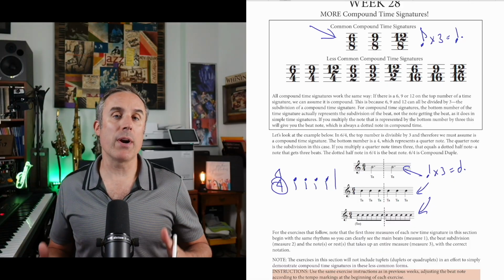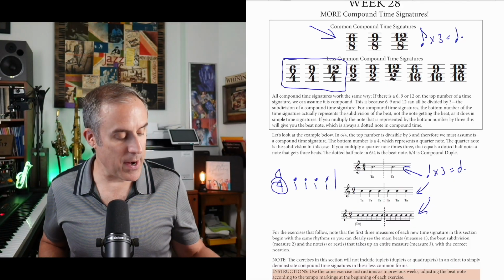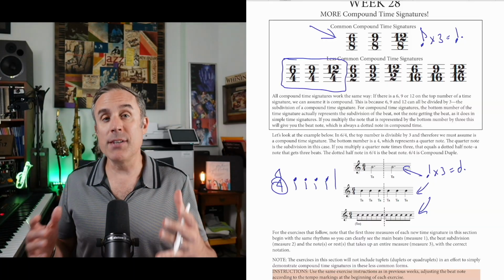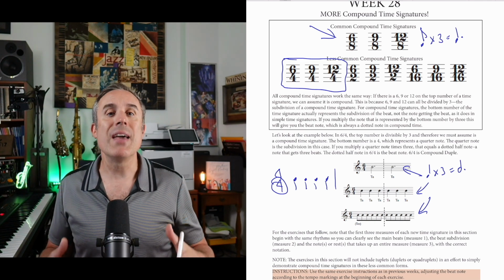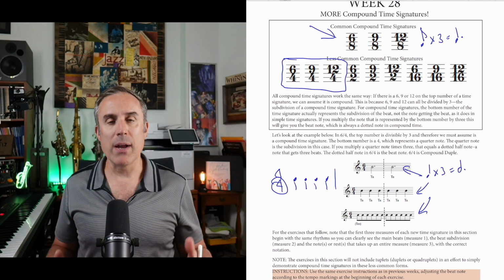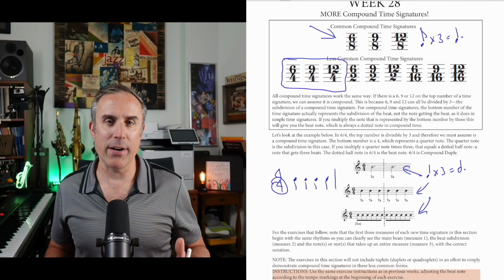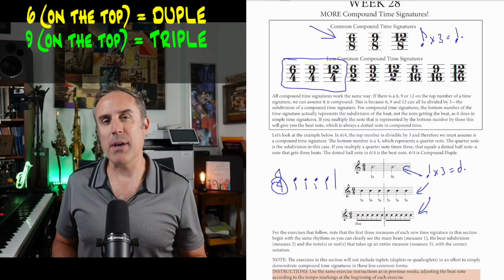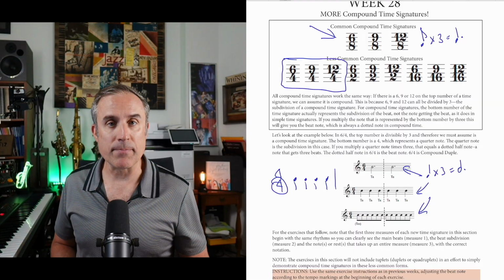So if 6/4 is compound duple, let's look at these 3 time signatures right here that I just boxed. 6/4, 9/4, and 12/4. 6/4 is compound duple. Logically, 9/4 is compound triple. Therefore, 12/4 is compound quadruple. Hopefully you're noticing a pattern here. 6 on the top is duple, 9 on the top is triple, and 12 on the top is quadruple.